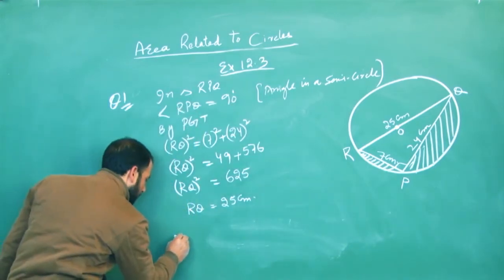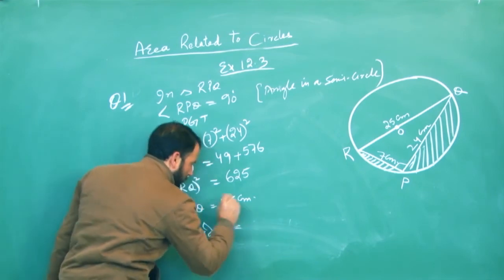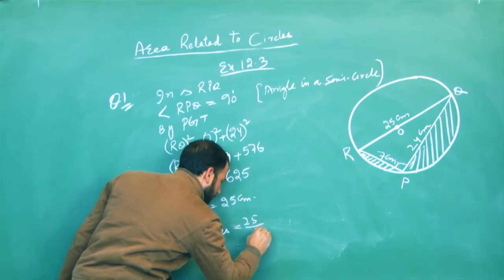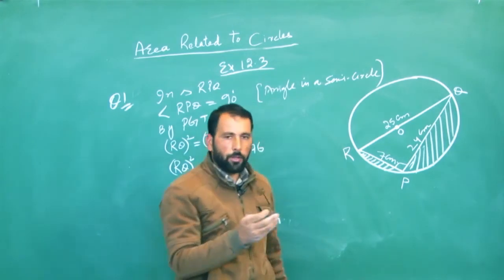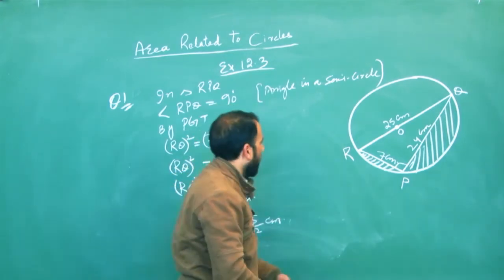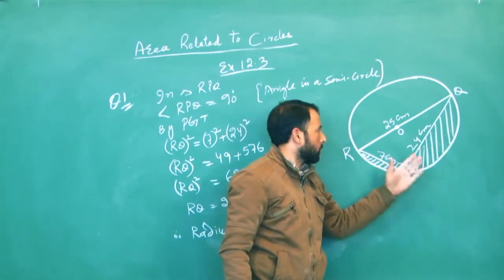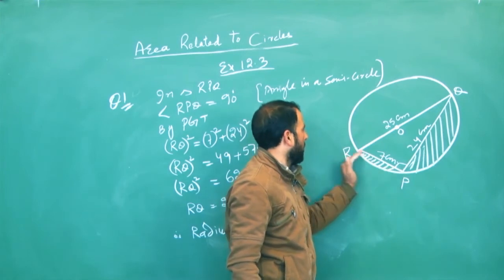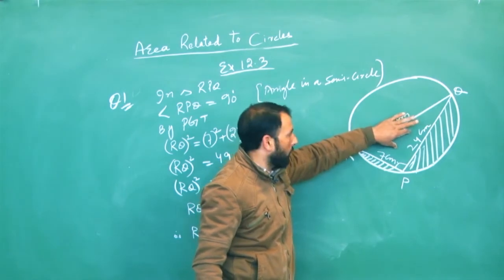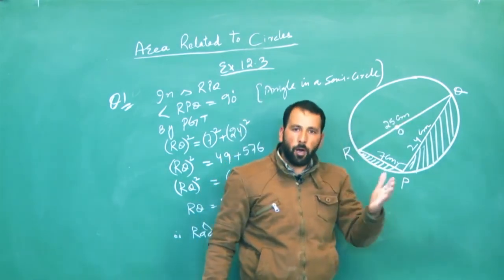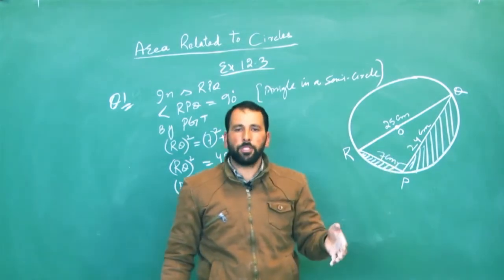Therefore, radius is equal to 25 divided by 2 centimeter, which is the radius of this semicircle. Now we have to find out the area of the shaded region. Clearly the shaded region is in the semicircle, so we can find the area of the shaded region by area of the semicircle minus area of this right angle triangle. We know that the area of a semicircle is pi r square divided by 2, and the area of a right angle triangle is 1/2 of base into altitude.